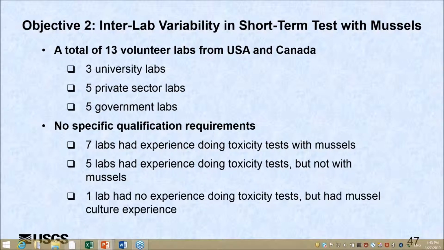So when we had this method, we asked around at meetings and by email to see whether any other labs would like to do a round-robin study. Informally, we asked people, and there are 3 university labs, 5 private sector labs and 5 government labs that would like to join us. Some labs have some mussel testing experience, and some do not. One lab even had no toxicity test experience, but they know how to culture the mussel well. So we just informally grouped these people to do the round-robin study.